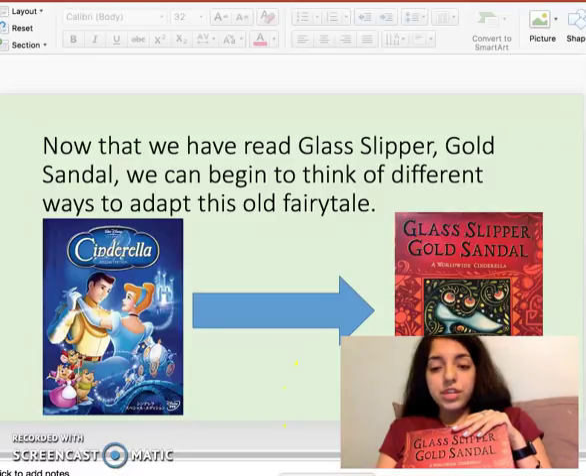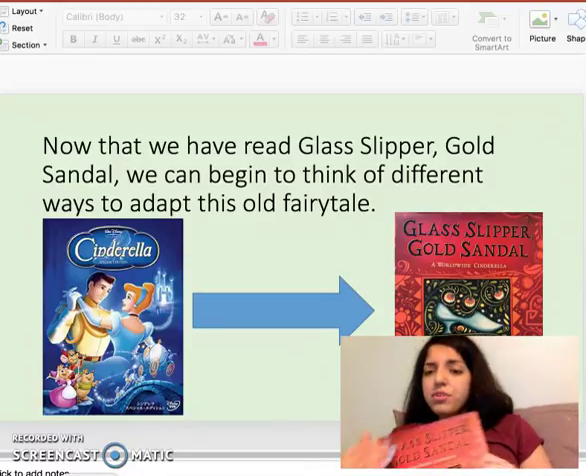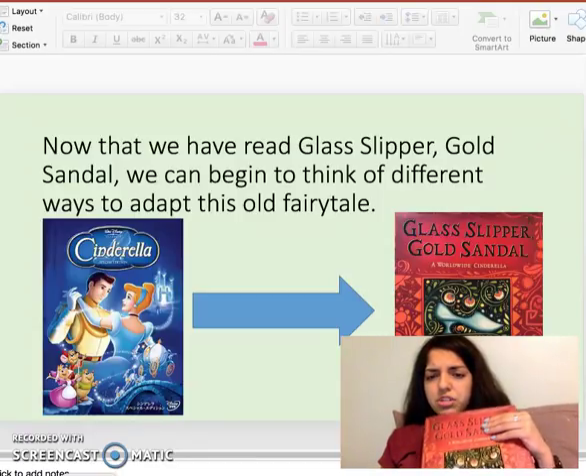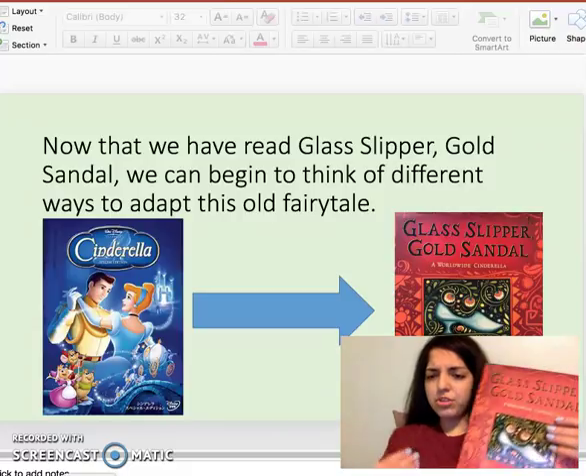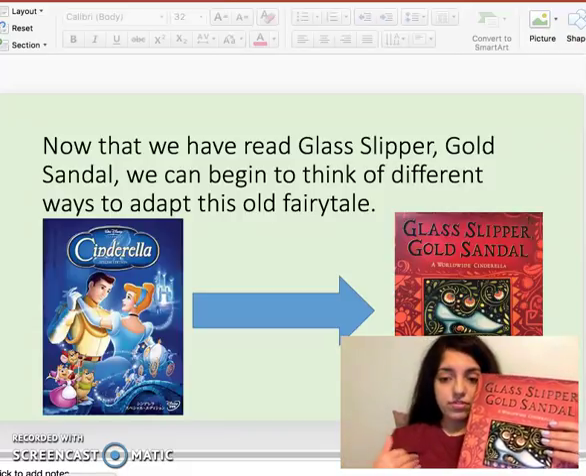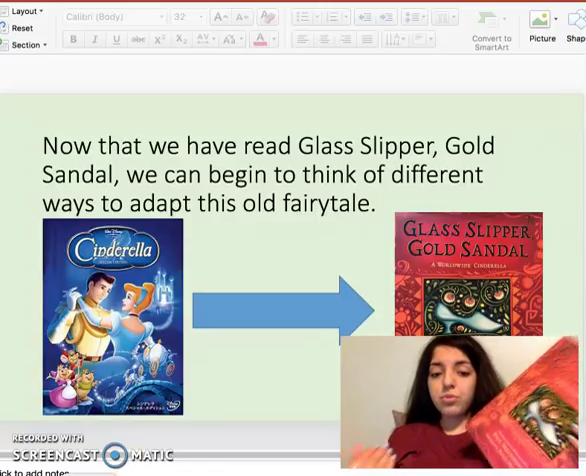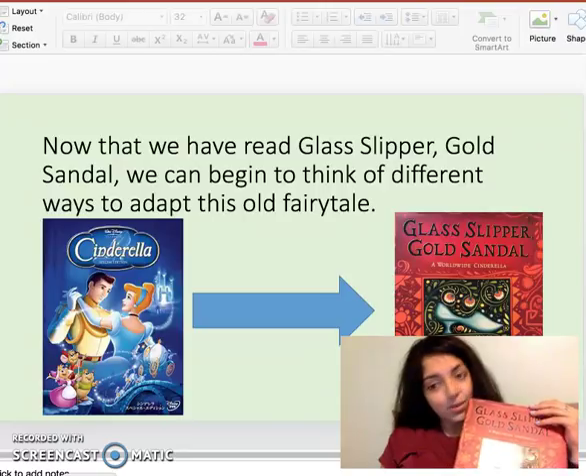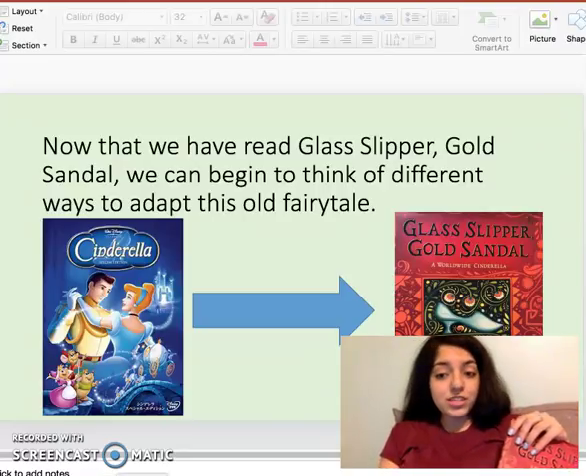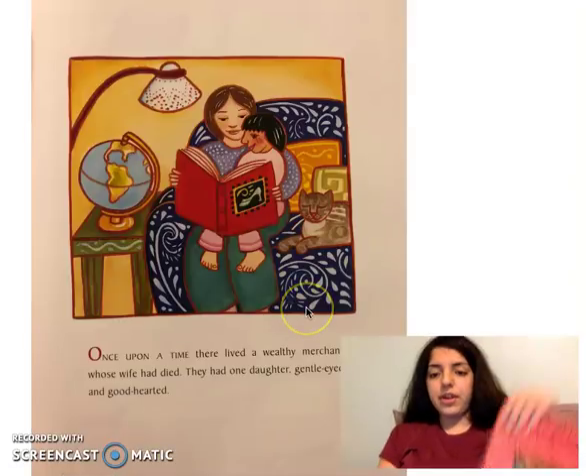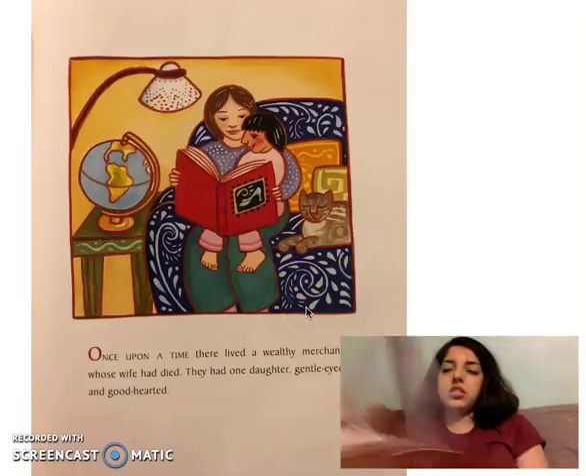So while I'm reading, I really want you to just think about if you were writing a book about Cinderella, how would you change it? How would you adapt it to be your own book, to be your own fairy tale? Because you will need to write your own fairy tale soon, so it needs to be different from the original one. Okay, so let's start.